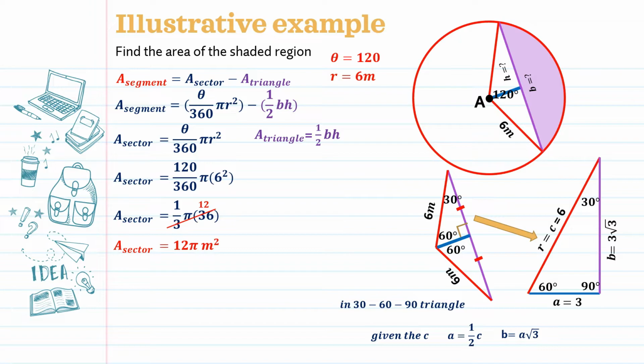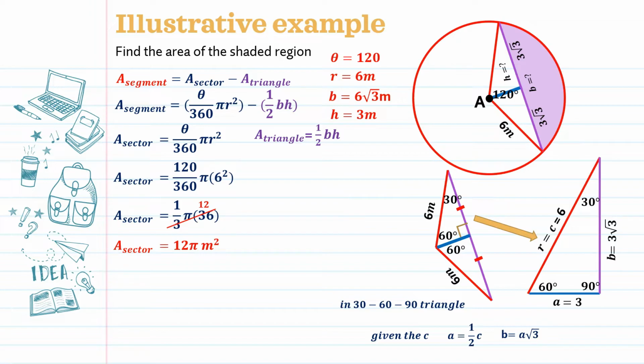So now we already have the values of A and B, we can now put it back on our original figure. Each portion of your base is equal to 3 square root of 3. So therefore, your base is equal to 6 square root of 3, combining the 3 square root of 3 plus 3 square root of 3. Then for the height, that will be your A, which is equal to 3 meters.